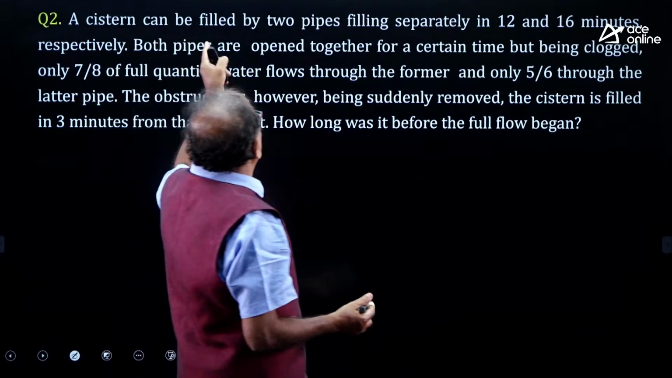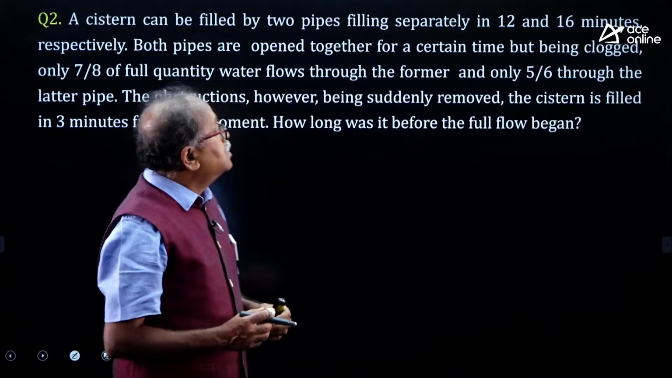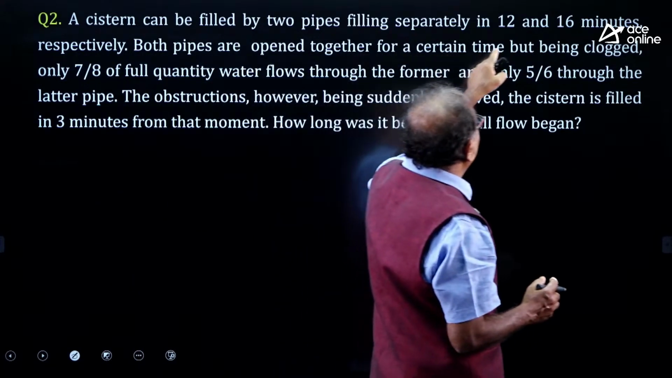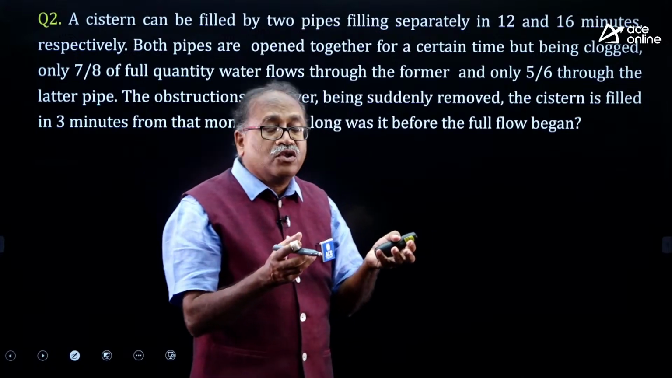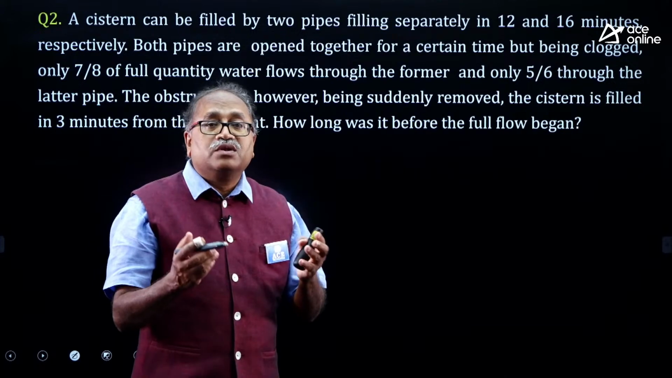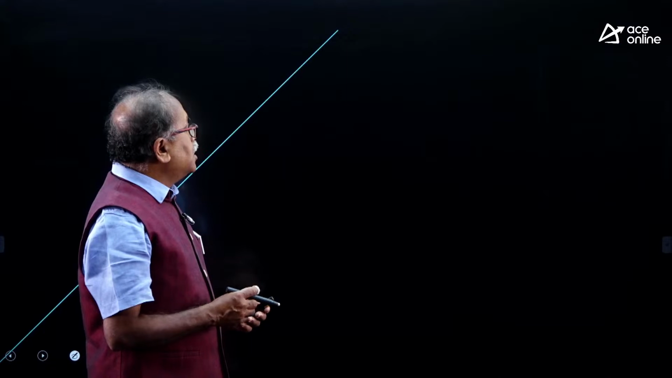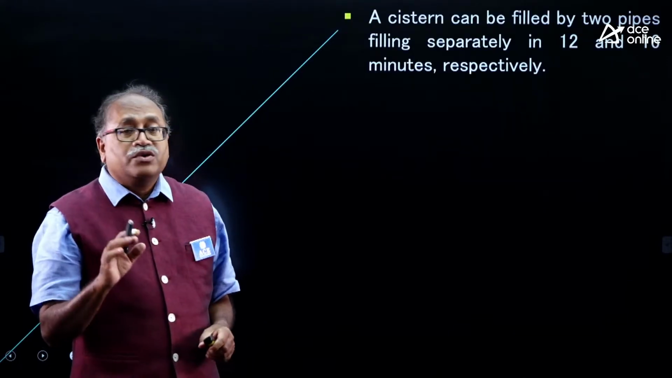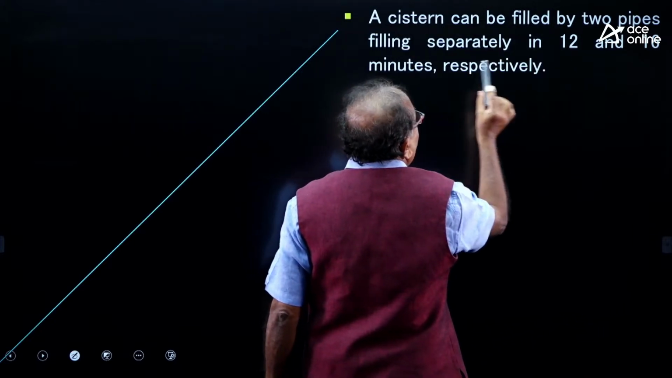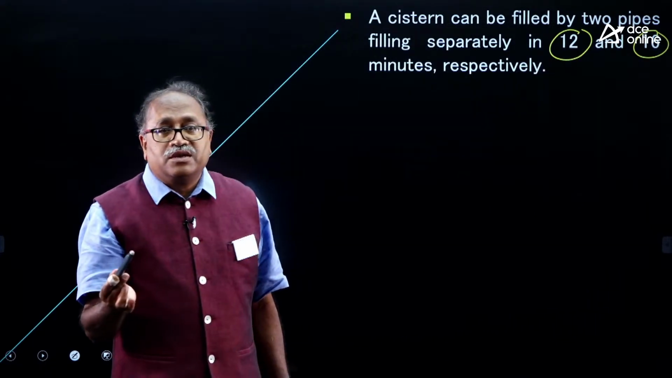Here it says that a cistern can be filled by two pipes separately in 12 and 16 minutes respectively. Both pipes are open together, and after a certain time, because of clogging, only 7/8 of the full quantity flows, and so on. The question moves on. To bring clarity in reading the question, I took the question in this format. What is there in the question? A cistern is to be filled by two pipes in 12 and 16 minutes respectively.